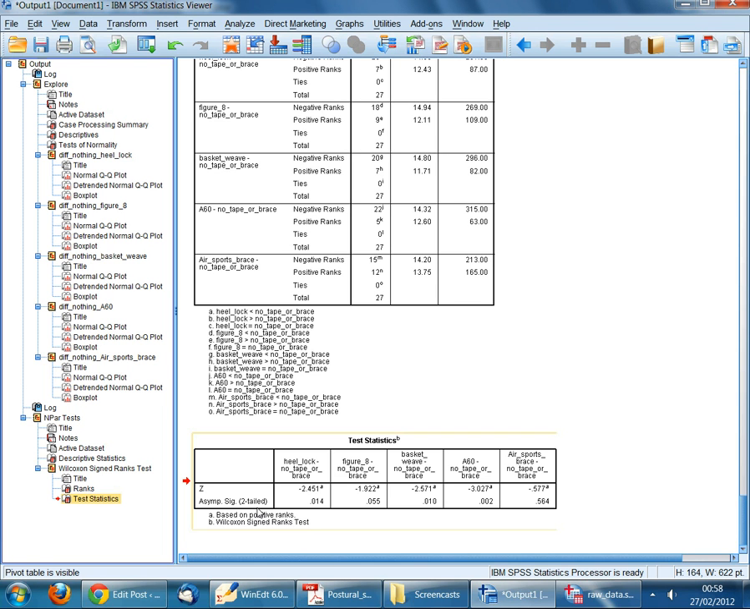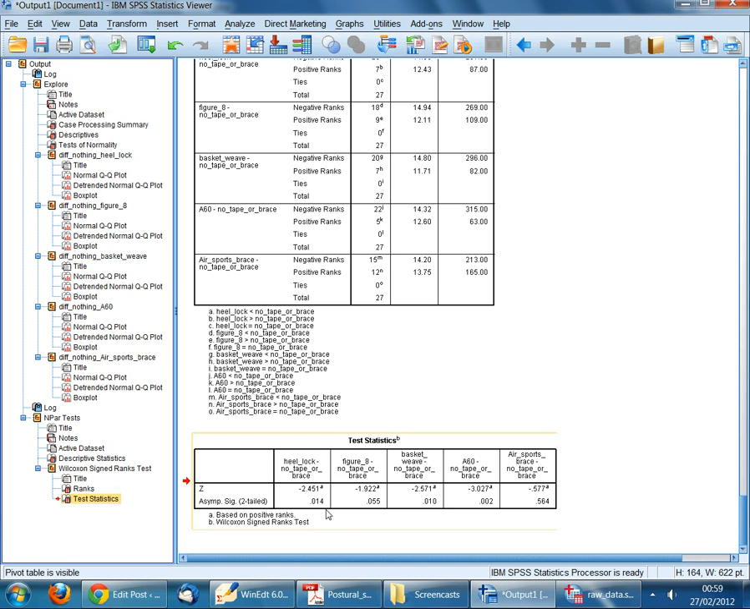You interpret the result of the Wilcoxon signed rank tests exactly the same way as you would any other statistical test. So you look at the probability value that's reported for the specific comparison, and if that probability value is smaller than or equal to 0.05, then the difference is unlikely to have arisen by chance, and chance is either individual variation or measurement error or a combination of both.